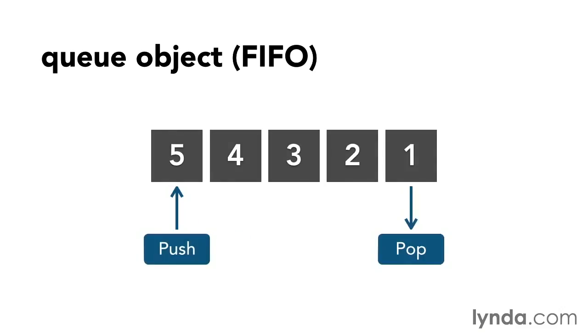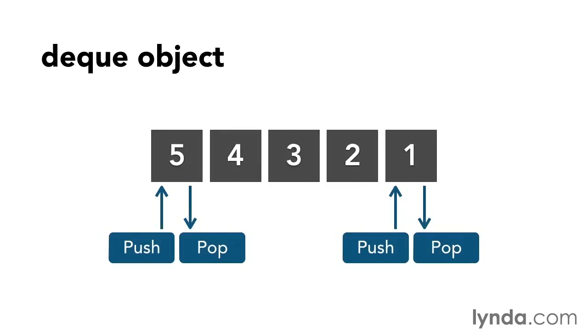The queue object provides a first in, first out, or FIFO queue, where you push and pop from opposite sides of the queue, and items are removed in the same order in which they were inserted. The double-ended queue object, pronounced deck, can push and pop from either side, allowing you to control the order in which items are inserted and removed. Let's take a look at how these work.